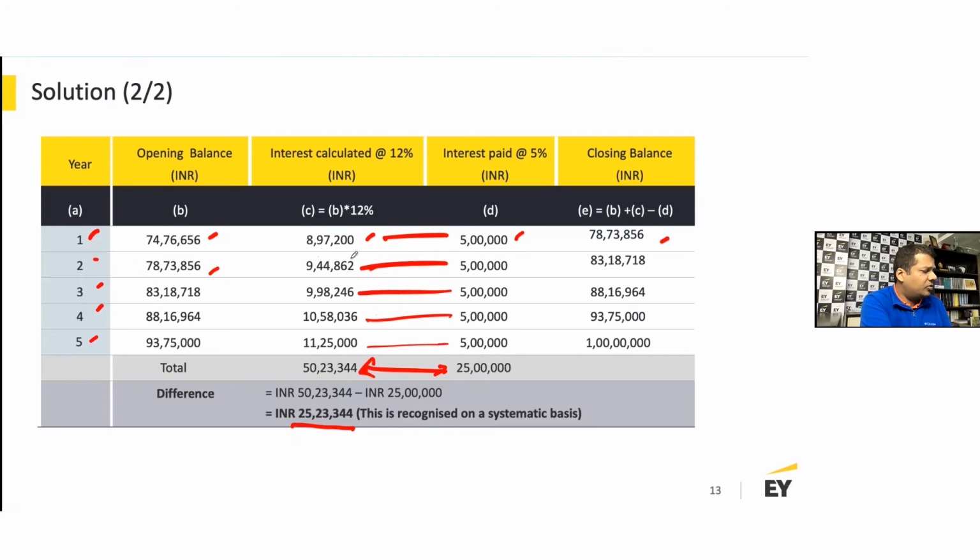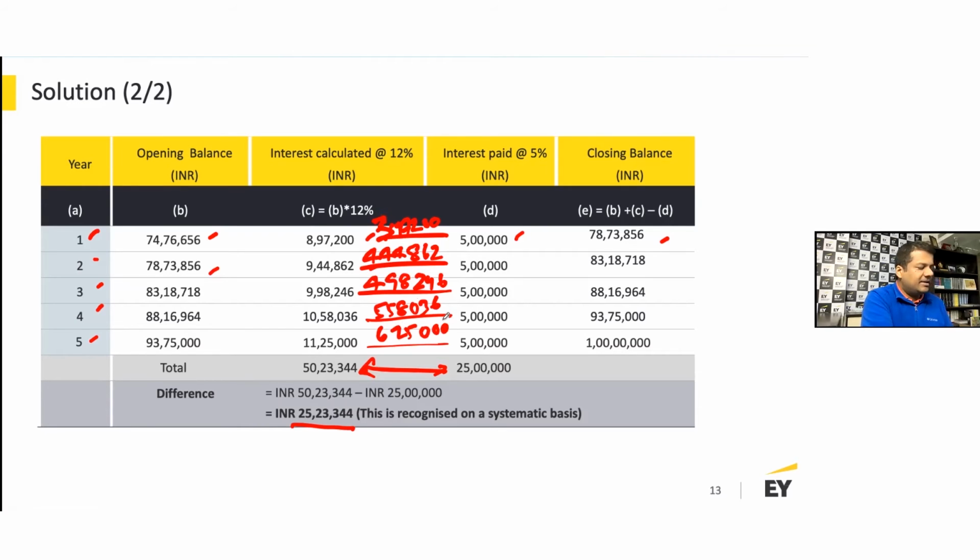And the delta between the two, which in this example is 4,97,200, should come as a government grant in the P&L in year 1. Similarly, in year 2, it will be 3 lakh, right? Not 4, my bad, 3 lakh. Now it will be 4 lakh 44,862 in year 2. Similarly, here 4 lakh 98,246. Then here it will be 5 lakh 58,036. Here it will be 6 lakh 25,000, right?